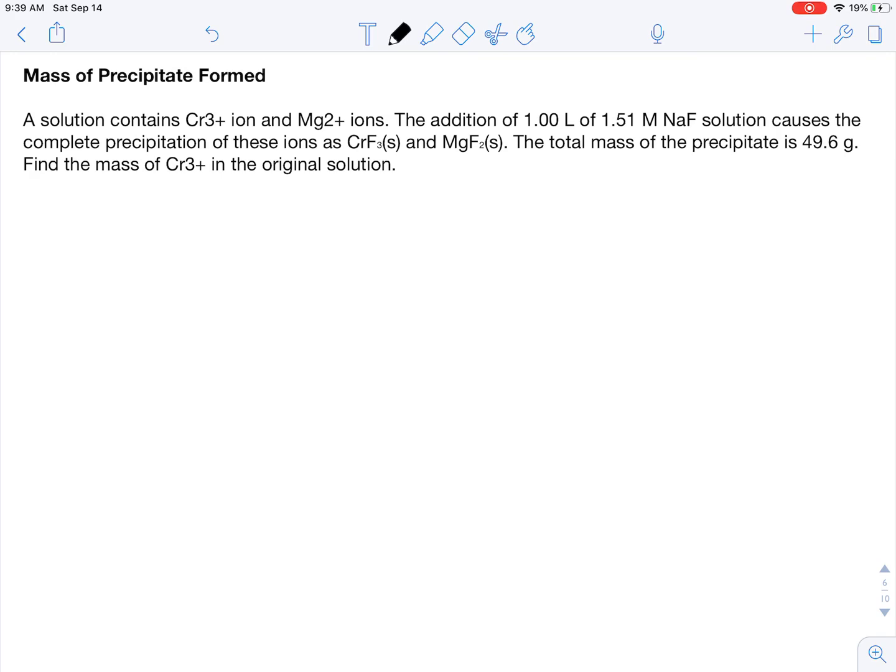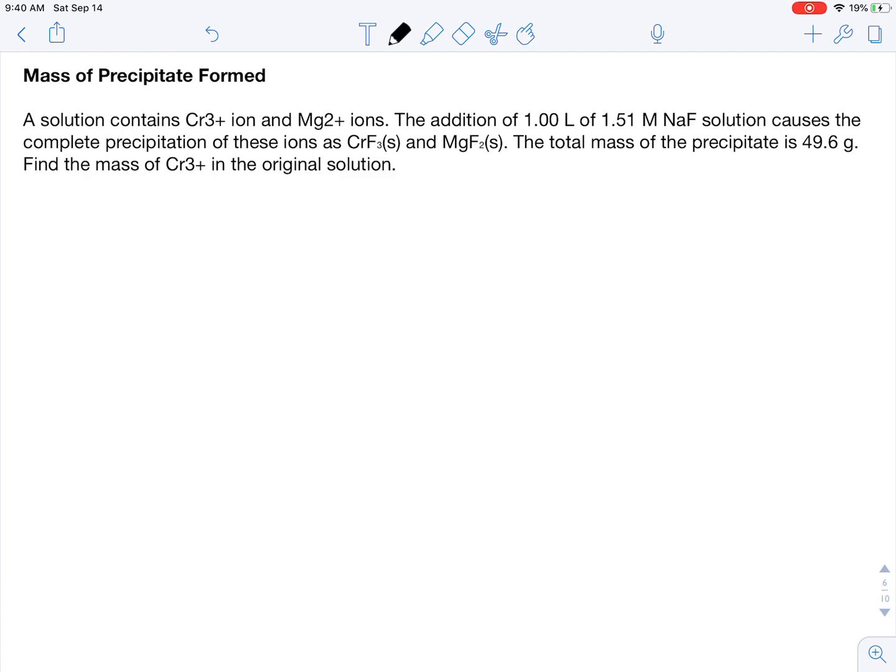Okay, so this is basically knowing how to first figure out what a precipitation reaction even means. So you have a solution that has these two ions in them, chromium and magnesium, and then sodium fluoride was added, and it formed two precipitates that actually have fluoride in them.